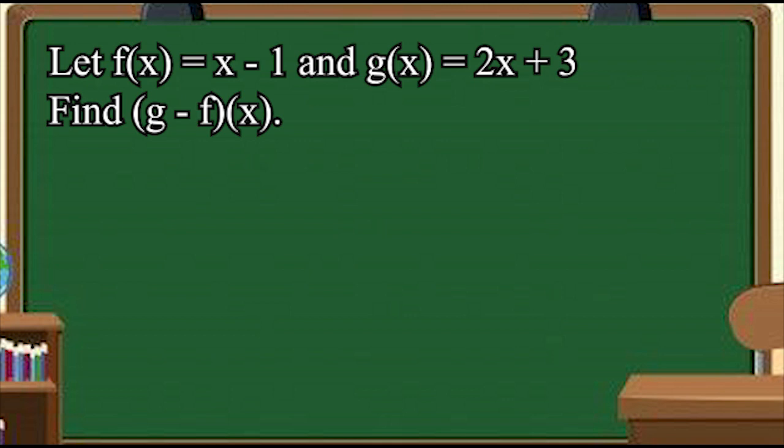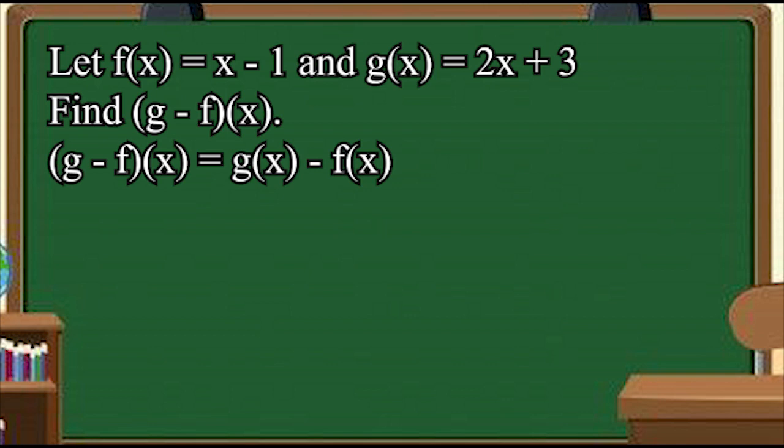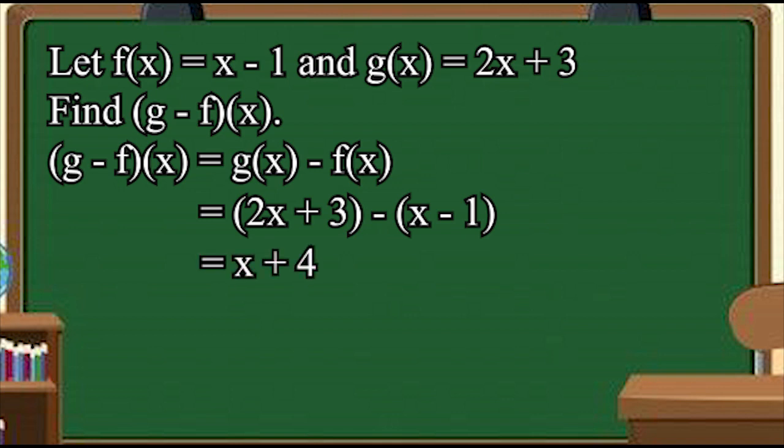Let's check your answer. In this case, you need to subtract g of x minus f of x. The result is not similar to f of x minus g of x. We have here the quantity 2x plus 3 minus the quantity x minus 1. 2x minus x, or simply 2x minus 1x, is equal to 1x or x, while 3 minus negative 1 is equal to positive 4. Therefore, we have the result x plus 4. Did you get it right?